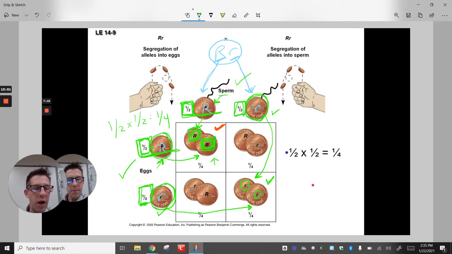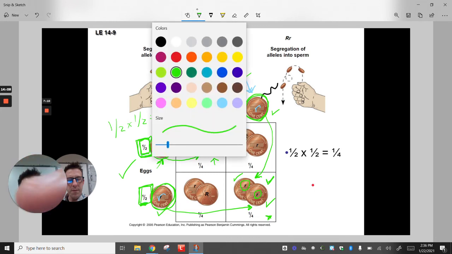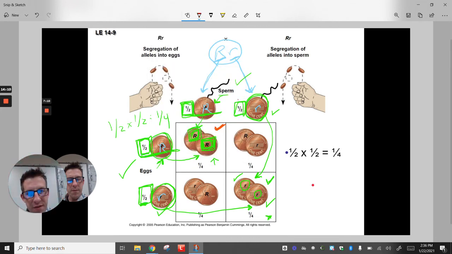So if we want the small r from dad and the small r from mom in the same baby, which is what we see here in this particular cell, we would have to multiply the individual probabilities of those events. So that would mean we would multiply this individual probability with this individual probability. So we would have 1/2 times 1/2 equals 1/4.